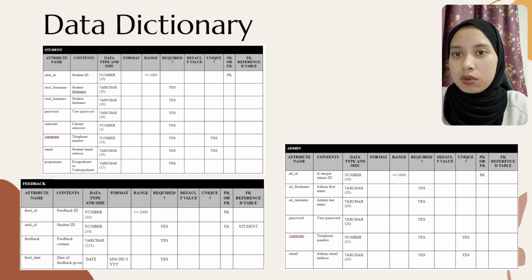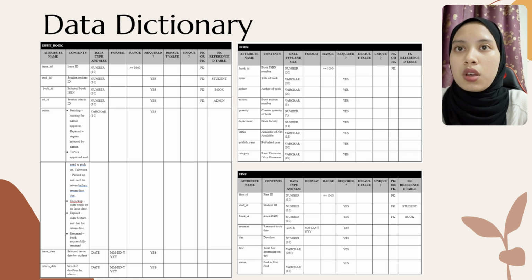And for the admin table we have admin ID as the primary key, and the other attributes are required for first name, last name, password, contact number and email, and it has to be unique for contact number and email. And for the feedback table we have feed ID, student ID as the foreign key, feedback and feedback date, and all those attributes are required.